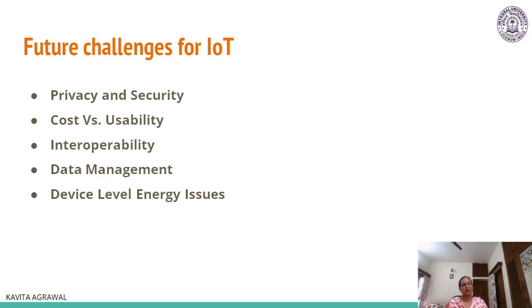Then we have this interoperability. The devices which we are going to connect are heterogeneous in nature, as we had talked about earlier. So if the devices are heterogeneous, then our system should be able to handle it. And the data which we are generating is huge, so data management is also a very big challenge. Of course, since these devices are to be put at various locations which may not be very affluent with energy, device level energy consumption is always a challenge because we are always trying to reduce it.